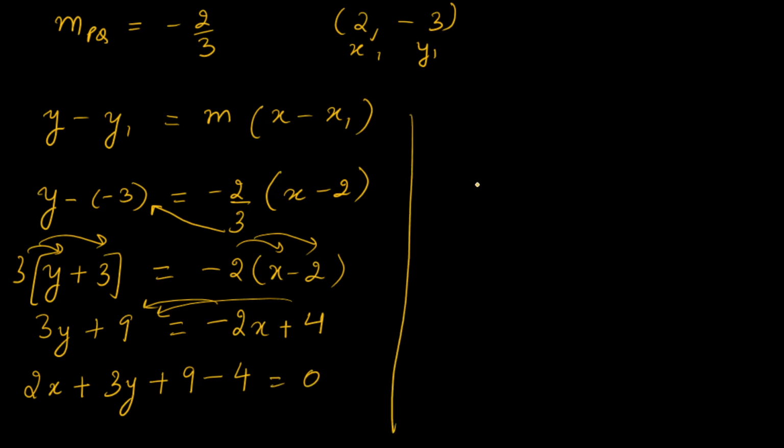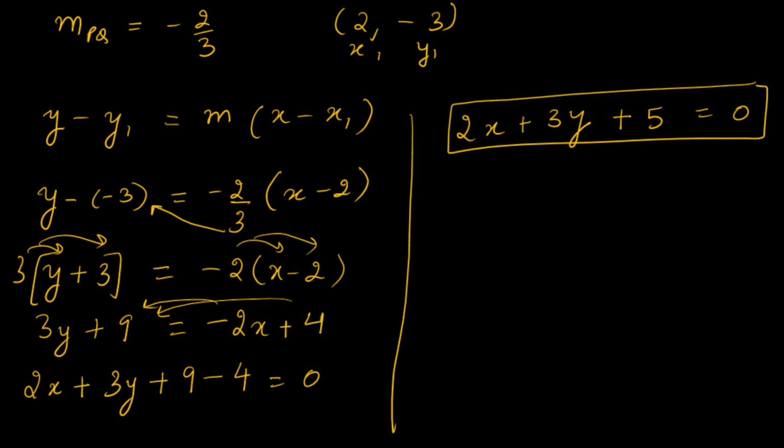So the equation is 2x plus 3y plus 5 is equal to 0. 2x plus 3y plus 5 is equal to 0. So this is the required equation.